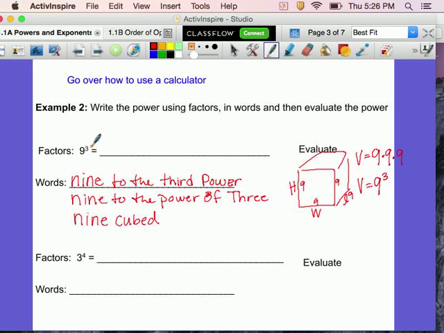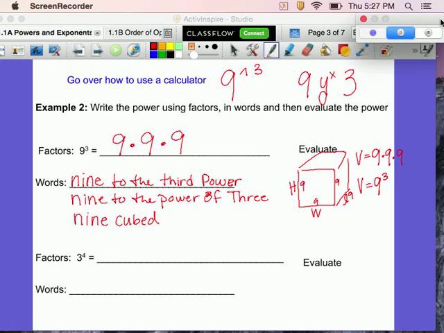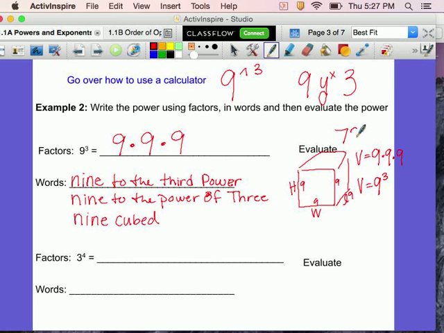So the factors of 9 to the third are 9 times 9 times 9. Be careful, some people like to do 9 times 3. And then you have to evaluate that. So go ahead and put in your calculator, whichever one you had. It's either going to be 9 caret key 3, or it's going to be 9 y to the x power and then 3. So whichever one, type it in your calculator and evaluate your power. Find the answer. Okay, you should have gotten 729.